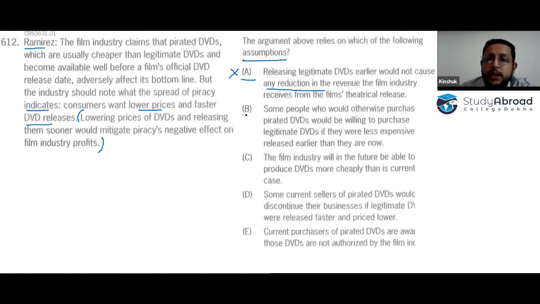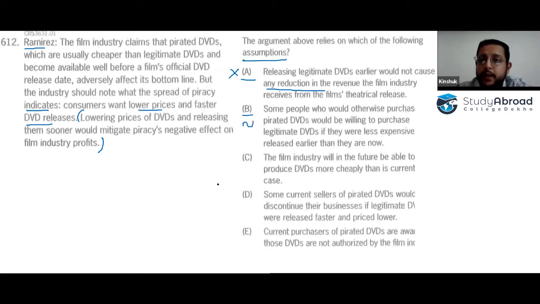Now next, answer choice B. Some people who would otherwise purchase pirated DVDs would be willing to purchase legitimate DVDs if they were less expensive and released earlier than they are now. Now see, this is exactly what the author was going for, that if you do that, then the negative effect of piracy will be mitigated. So if people are willing to buy, then definitely there will be less piracy. So this could be a possible answer. Let's hold on to this one.